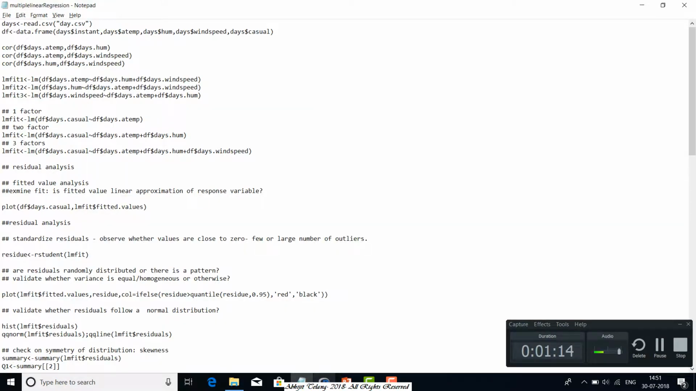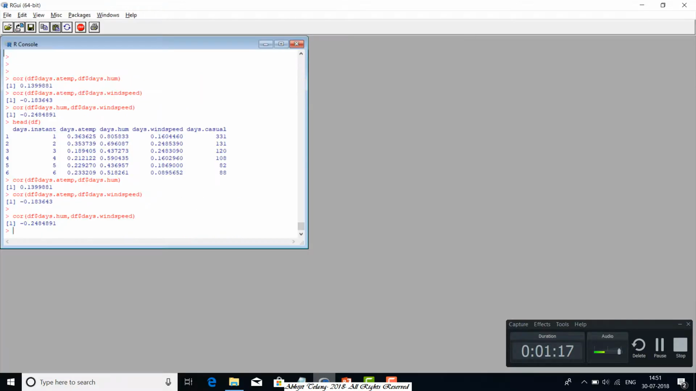And similarly, there's one more that we missed. I think it's humidity and wind speed, right? That's negative 0.24. So since some kind of correlation exists between each of these input variables, this may have an impact on the variance that is expected to be explained by a regression model.